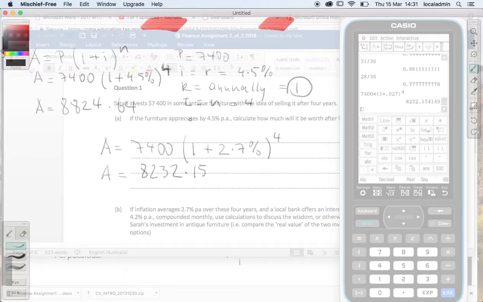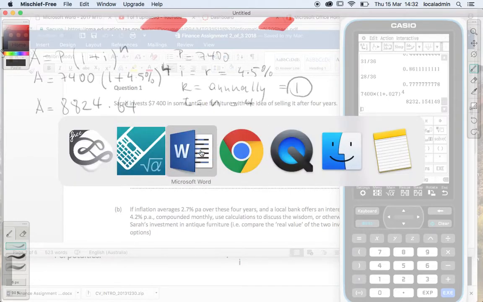4 years ago you could get those pieces of furniture for $7,400. If you wanted a similar set of antique furniture, you would have to pay $8,232.15 now. Okay, you cannot get the same piece for the same amount of money. You need to pay more. So inflation is working against you. Now read this question here once more.